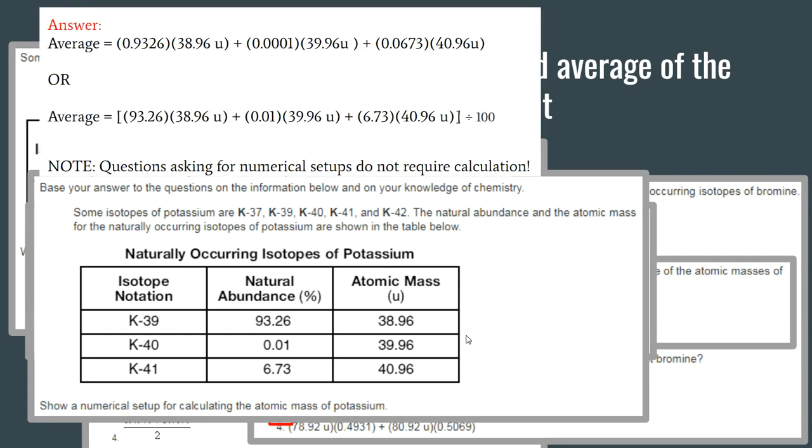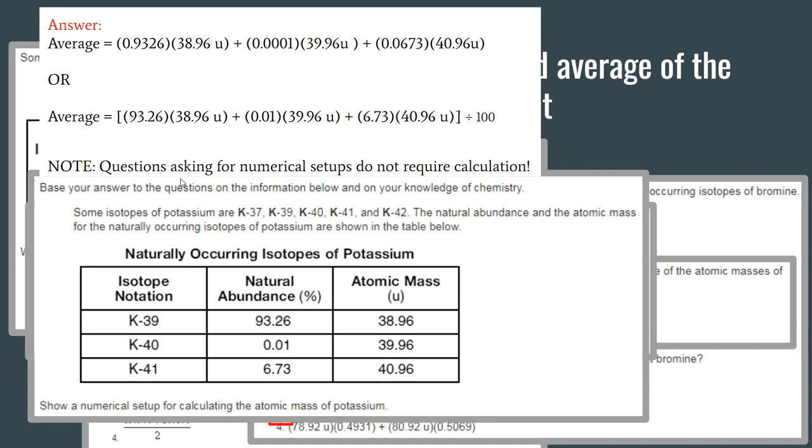Okay, you should have come up with the following. Average is equal to 0.9326 times 38.96 plus, move this decimal 2 places over, 0.0001 times 39.96 plus 0.0673 times 40.96. Alternatively, you could have just multiplied these percentages times the mass, do it for the second one, do it for the third, add them all up, and then simply divide everything by 100. Either one of these answers is correct.